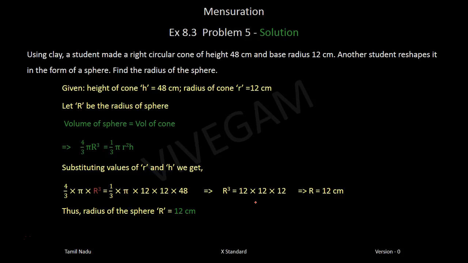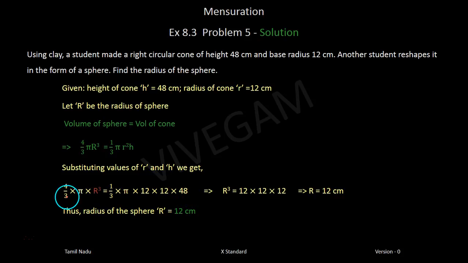Okay, now we are coming to the solution. Height of the cone is 48 cm, radius of the cone is 12 cm. So let R be the radius of the sphere. We know the volume of the sphere equals the volume of the cone because it's the cone which gets reshaped into a sphere. So 4/3 pi R cubed will be equal to 1/3 pi r squared h. Substituting the values of r and h, we get 4/3 into pi into R cubed equal to 1/3 pi into 12 into 12 into 48. Radius is 12 and the height is 48.